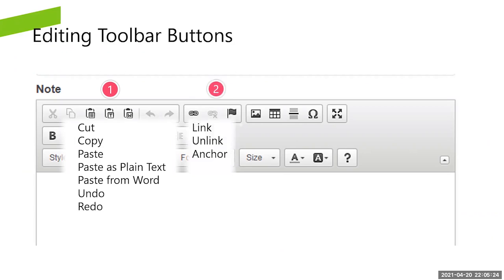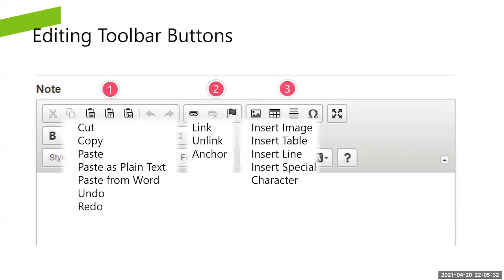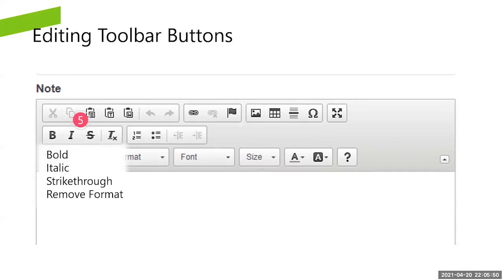We can add a link to selected text or anchor and link text within the job note or template. We can insert images from a URL address, insert tables, lines, and special characters. The job note can also be expanded to full screen view to allow for easy access and editing. We can select basic text styles and font effects, including bold, italic, and strike through.